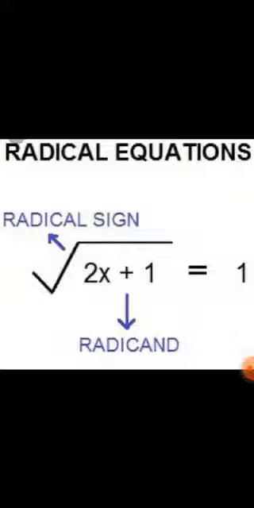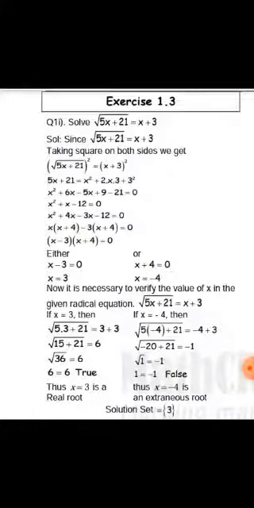Now what we have to do is change these radical equations into the standard quadratic equation first, and then solve the equation by any of the three methods studied so far. So moving towards exercise 1.3, question number 1. Solve under root 5x plus 21 equals x plus 3. So this is a radical equation. First of all, we have to remove this under root and change it into the standard quadratic equation.